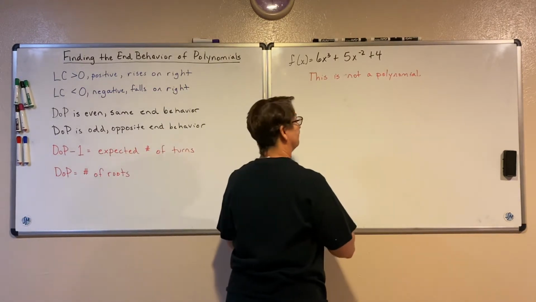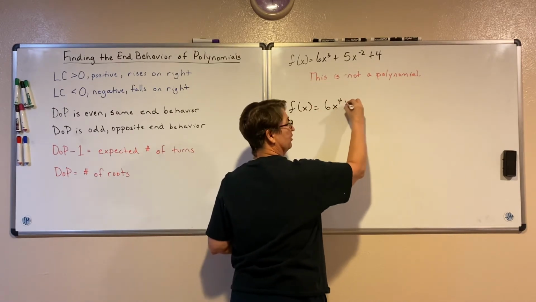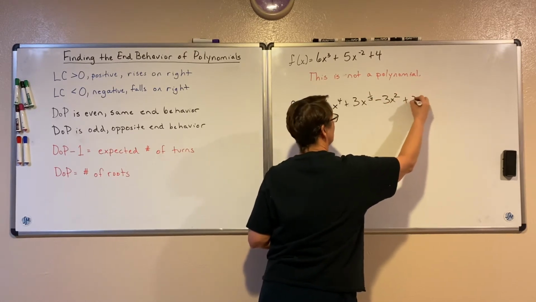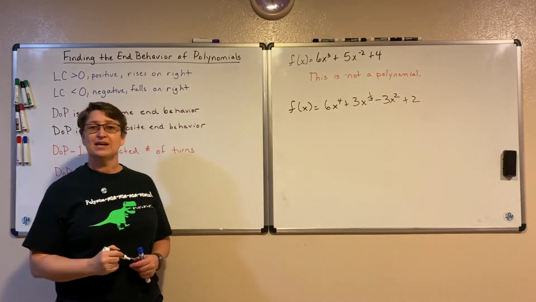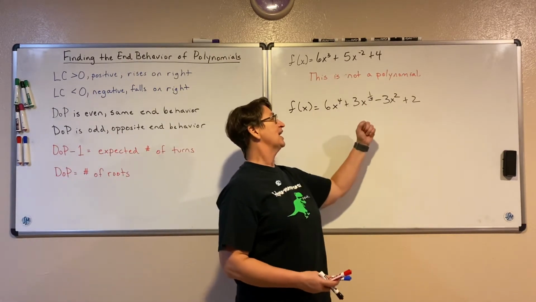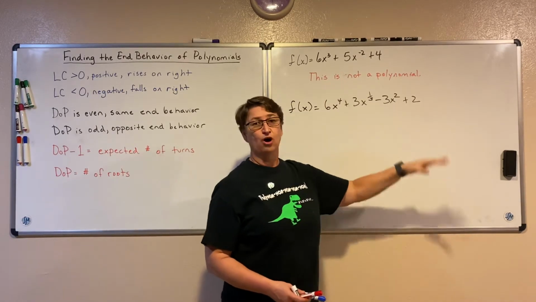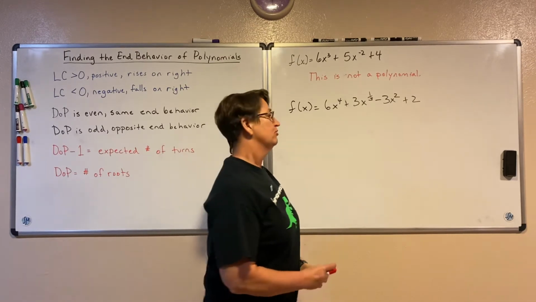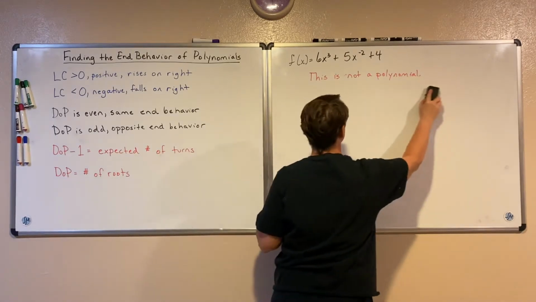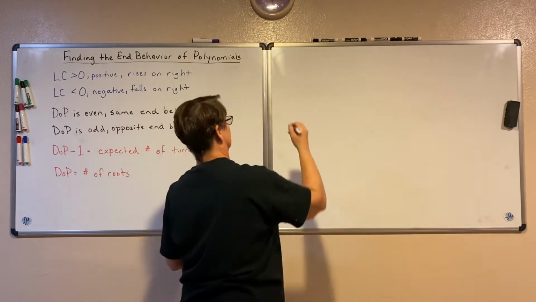Let's look at another. We have f of x is equal to 6x to the 4th plus 3x to the 1/3 power minus 3x squared plus 2. Again, this one is not a polynomial because it does not have non-negative integer exponents. This is not an integer. So this one also is not a polynomial. So the first thing we look for is to see, is it a polynomial or not? Neither one of those were polynomials. Let's try a polynomial example.